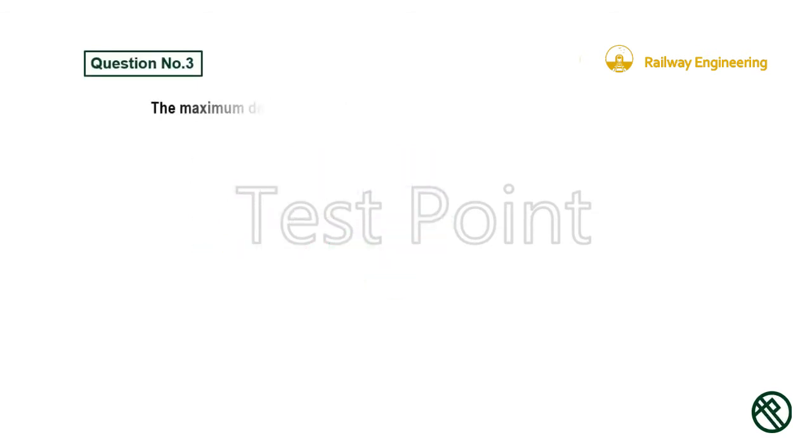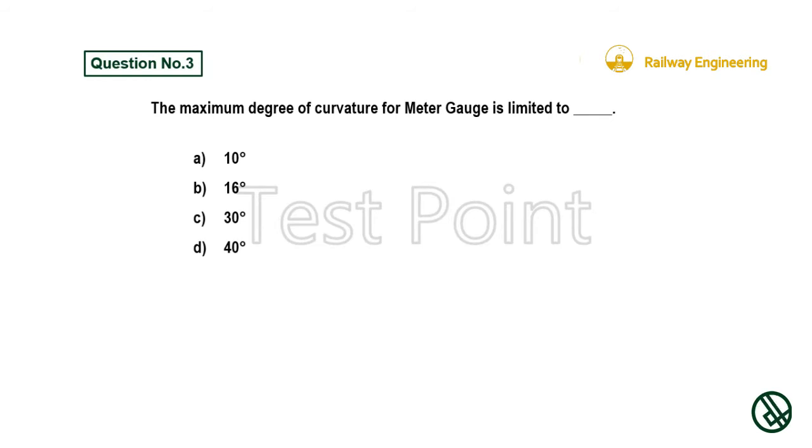Question number 3. The maximum degree of curvature for meter gauge is limited to: Option A, 10 degree. Option B, 16 degree. Option C, 30 degree. Option D, 40 degree. Answer is option B, 16 degree.